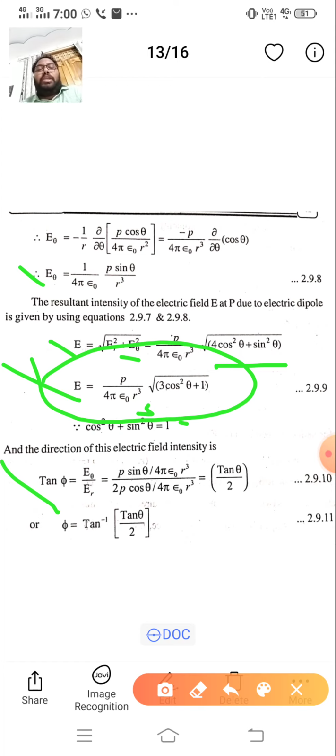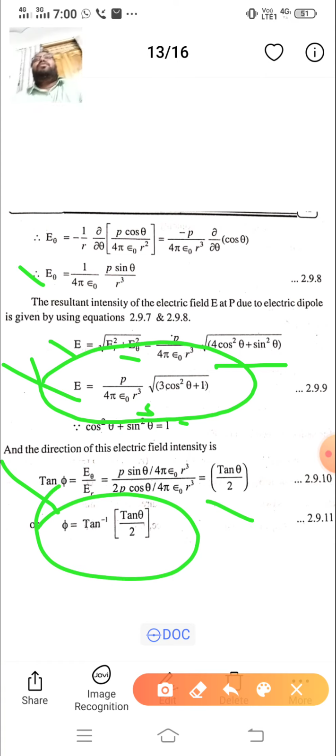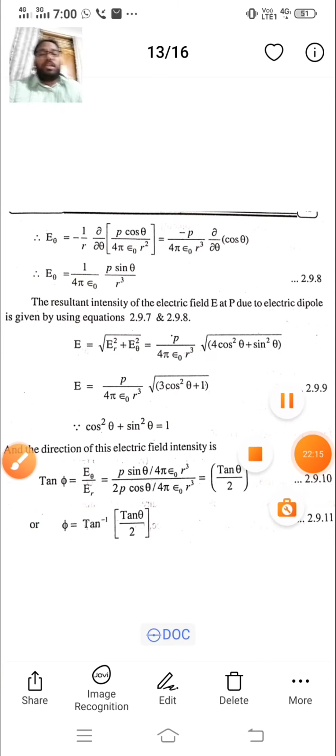Substituting E theta and ER values, the ratio of E theta and ER equals tan theta by 2. Therefore, phi equals tan inverse of tan theta by 2. These are the electric field intensity of the dipole and the electric potential of the dipole.